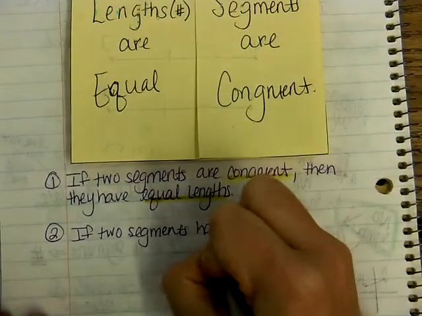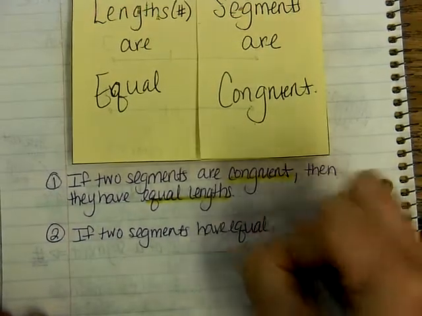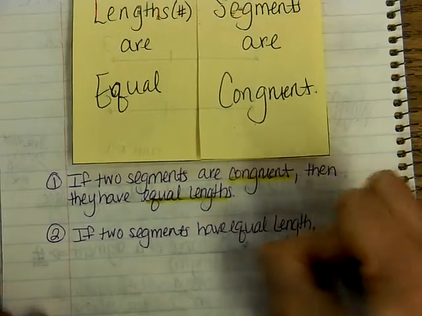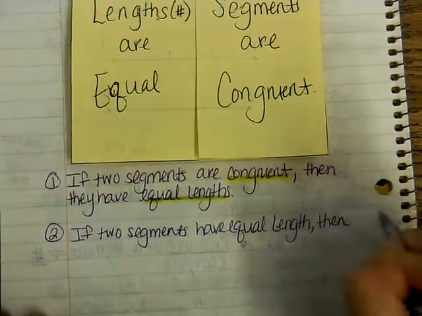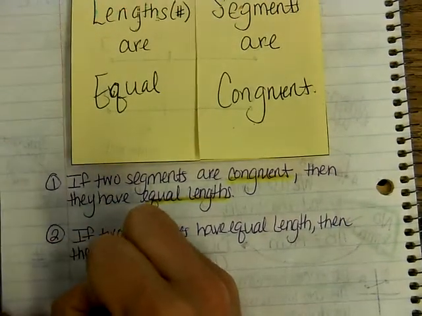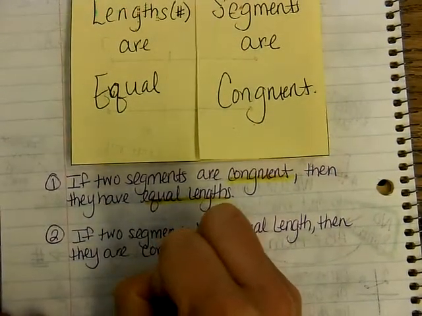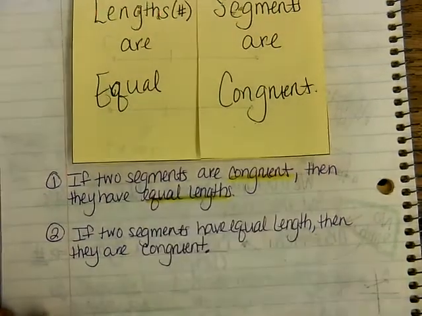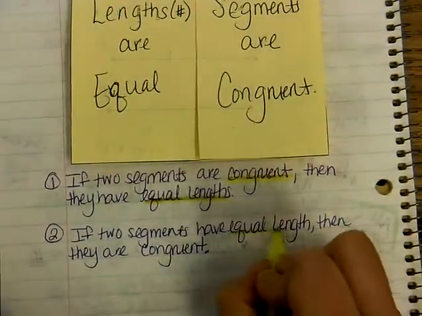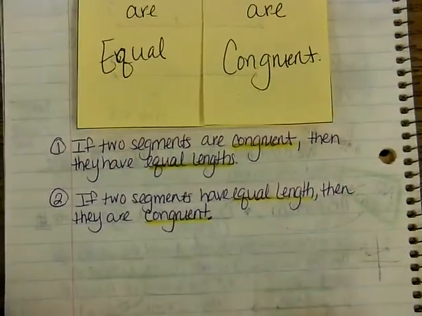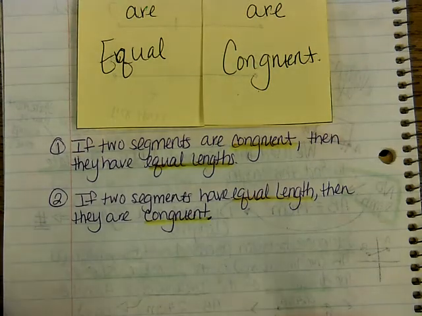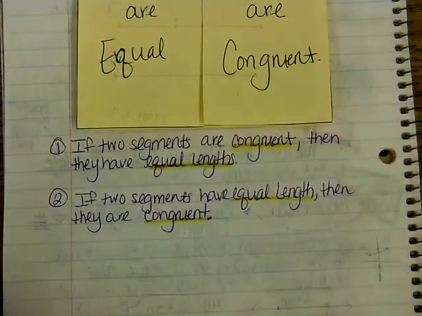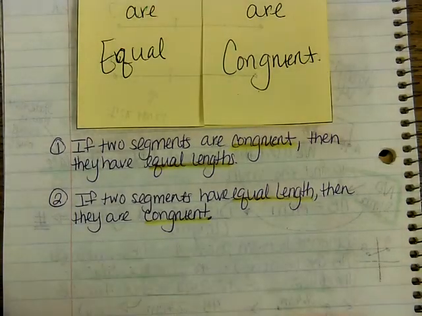have equal length, then they are congruent. So the reverse is true. This is what we call a converse, the reversal of a statement. If two segments have equal length, then they are congruent. If two segments are congruent, then we have equal length. It just depends on, do you know the length first or do you not know? Are you more interested in symbols? So the question is, when do you use each symbol?